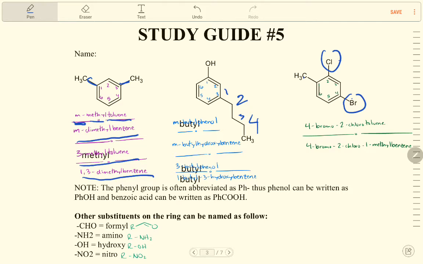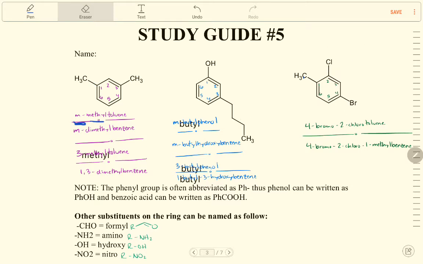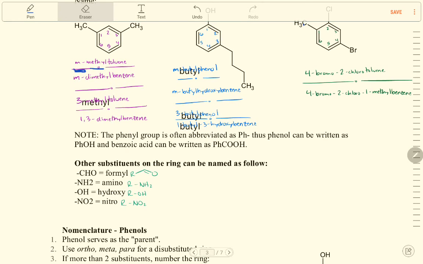So the phenyl group is often abbreviated as Ph. Thus phenol, let me erase it and scroll it down so you will see that. Alright, so the phenyl group is often abbreviated as Ph. Thus, phenol can be written as PhOH and benzoic acid can be written as PhCOOH.